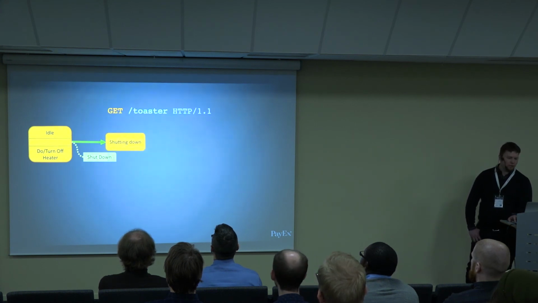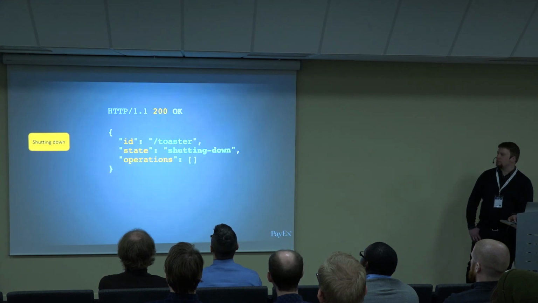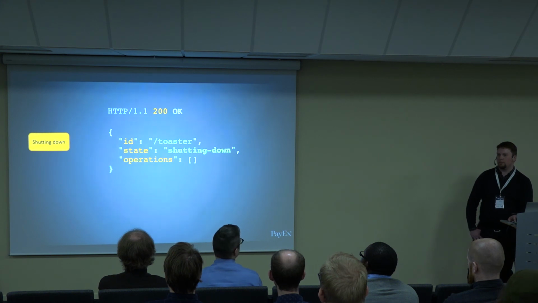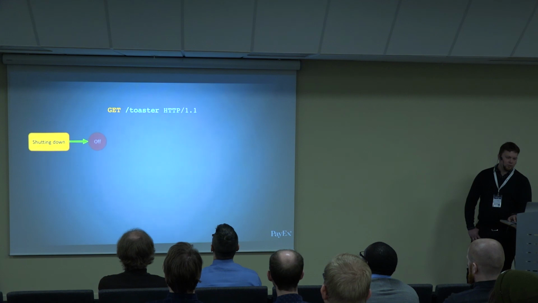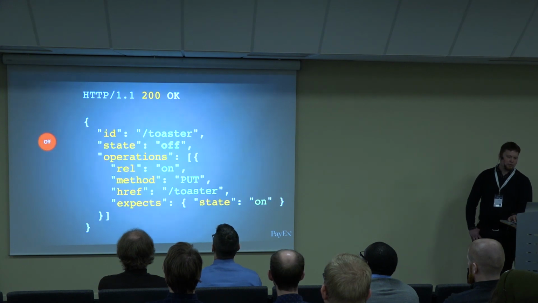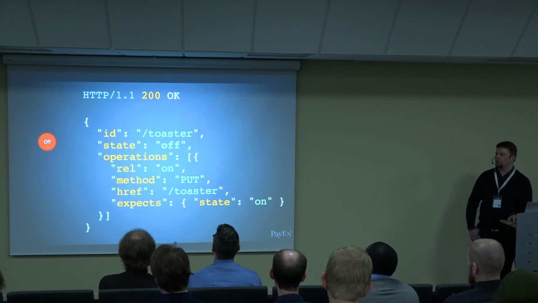If we repeat the request, it has now been done toasting our bread and is currently shutting down. And as we see in the shutting down state, we have no operations we can perform on the resource. And lastly, the toaster is turned off and we have back our on operation that we can perform to toast new bread.